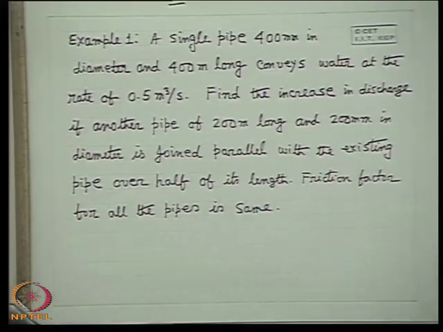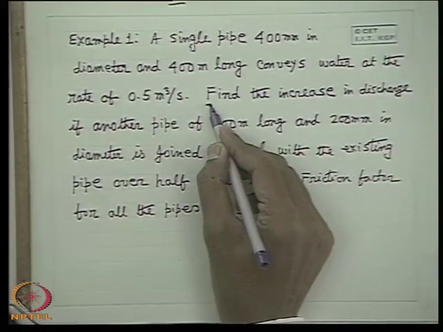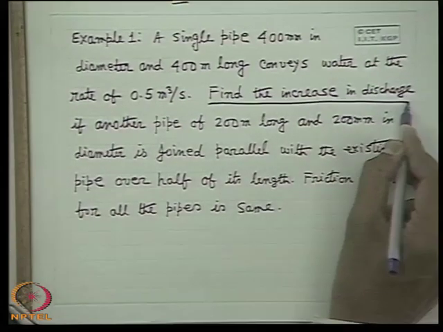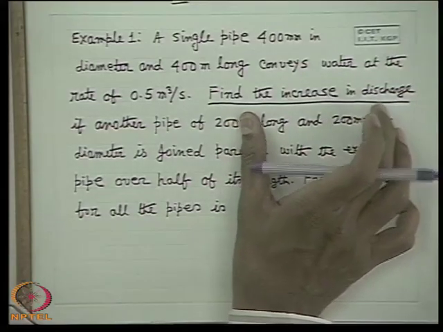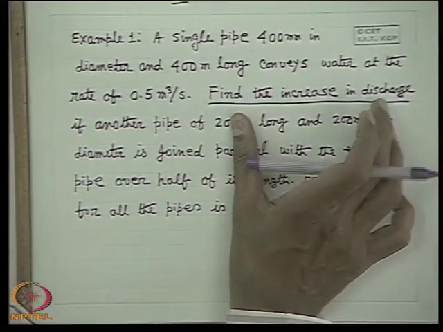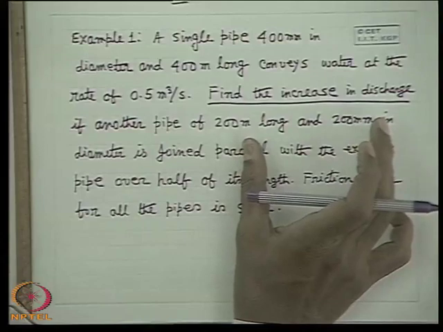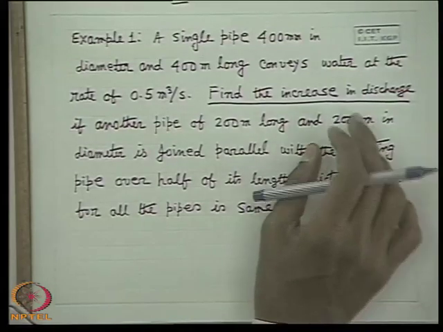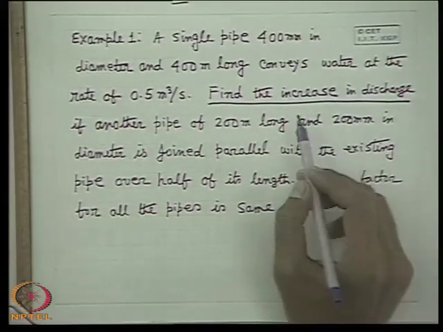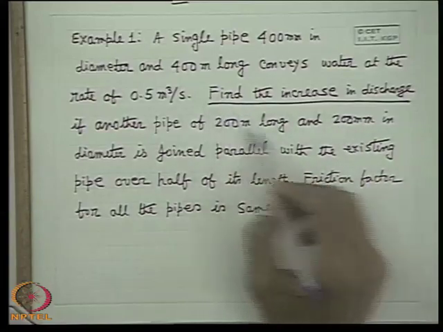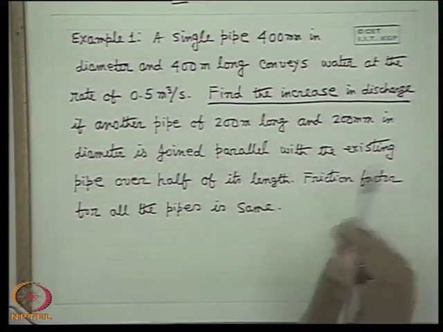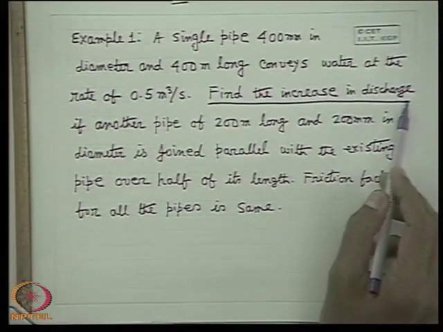This problem is very simple, but it underlines one principle: when we make a parallel joint of pipe, this increases the discharge under the same head difference. This is the principle which you have come across earlier in electrical circuits, that if the potential difference remains the same, a parallel circuit always reduces the resistance. So the equivalent resistance is lower than the lowest resistance.